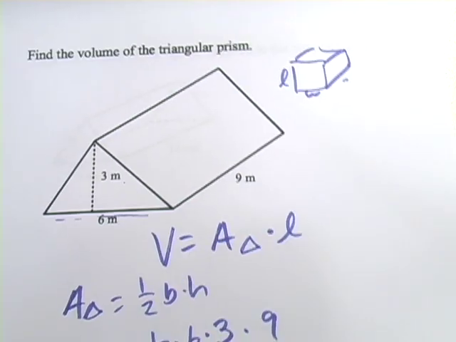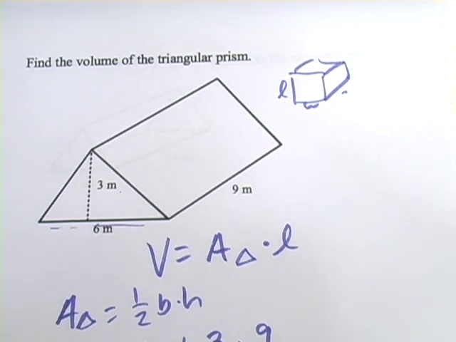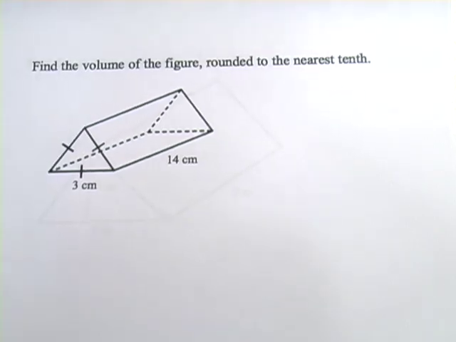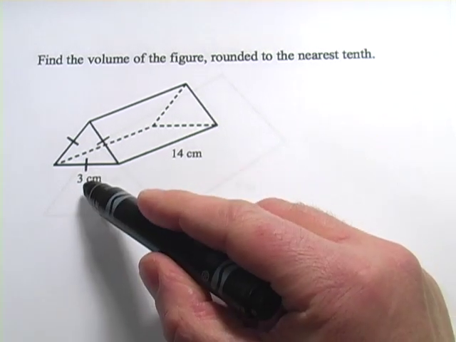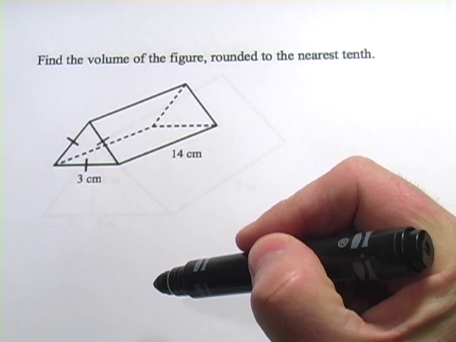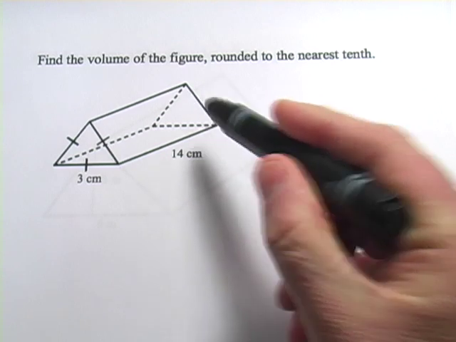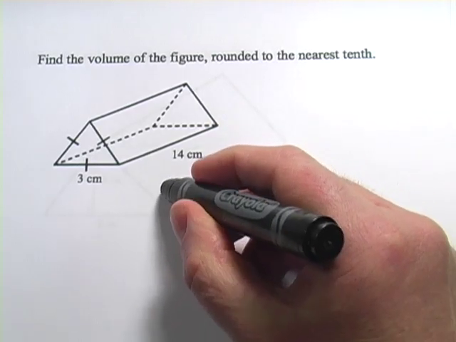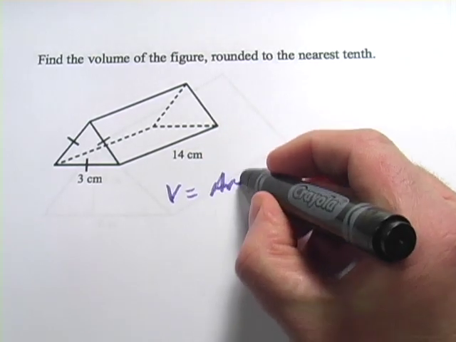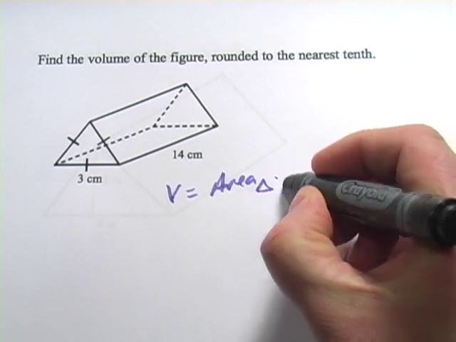Let's try one more. This one's a little bit more difficult because they haven't given us the base. Well, they've given the base of the triangle, but they haven't given us the height of the triangle. It says find the volume of the figure rounded to the nearest tenth. Remember, the volume here is going to be the area of the triangle times the length.